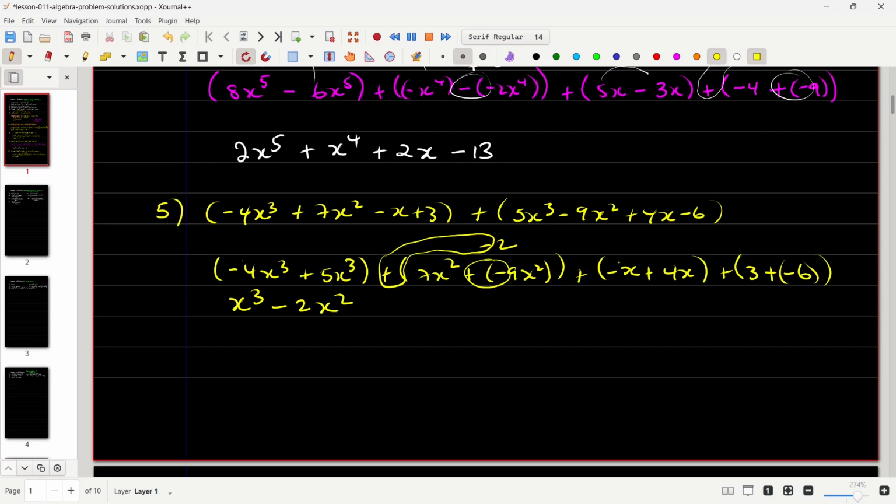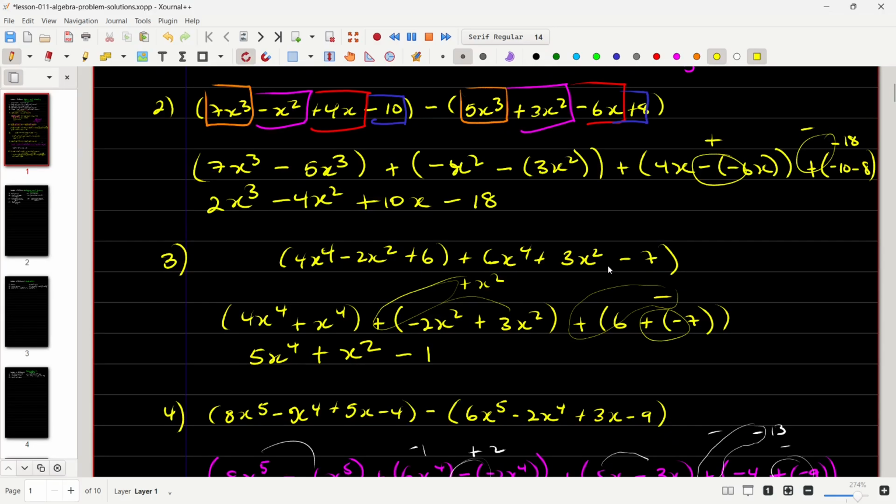Then I'm going to get positive, negative 1 plus 4 will be positive 3. And the positive is going to give me a positive, so I'm going to say positive 3x. And then this here is going to be negative. So 3 minus 6 will give me minus 3. And then the negative with the positive is going to give me a minus, so I'm going to have minus 3 here. All right, so that's the answers for the first section.